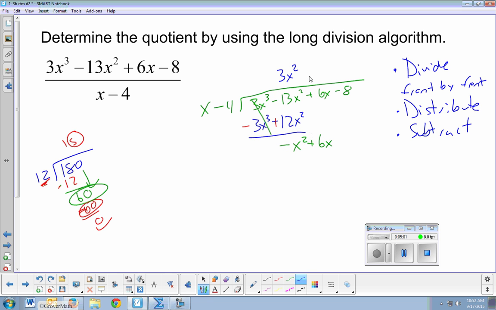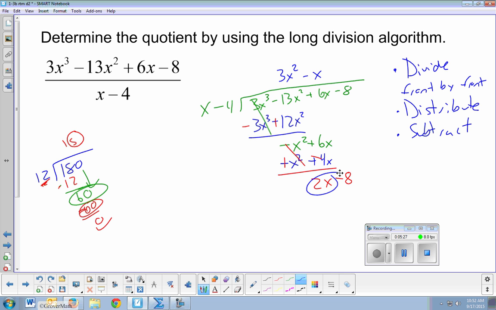is negative x. Distribute it to both of the terms in the divisor. Negative x squared plus 4x. Negative x times negative 4 is positive 4x. But I'm subtracting these terms, so I'm changing their signs. These cancel. These don't. I get 2x. Bring down minus 8. Repeat.